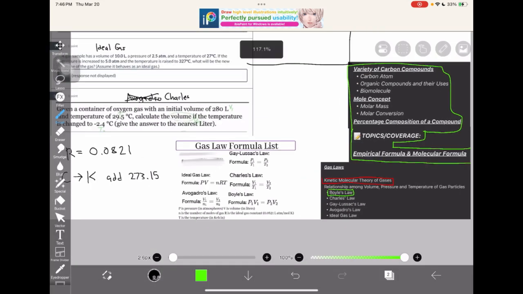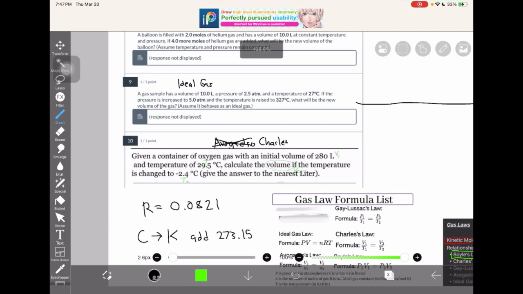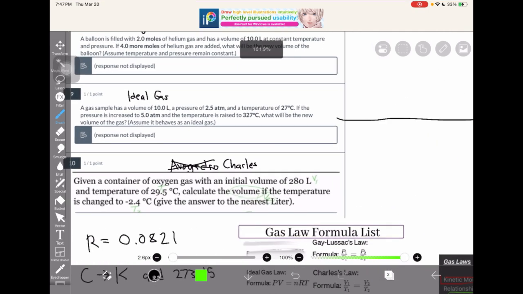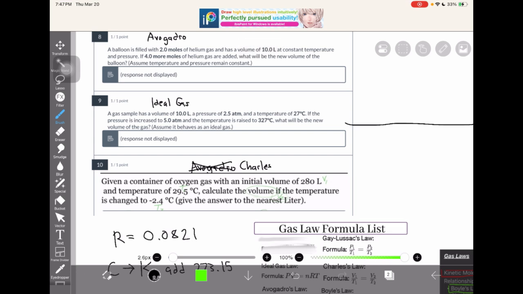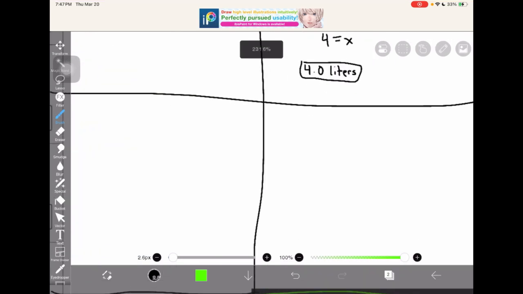Next, Charles' law. I had to rip this from the internet, so yeah. Given an oxygen tank of gas with an initial volume of 280 liters and a temperature of 29.5, calculate the volume if the temperature is changed to negative 2.4. Let's do this. So first and foremost, let's convert our, what's this one? 10.